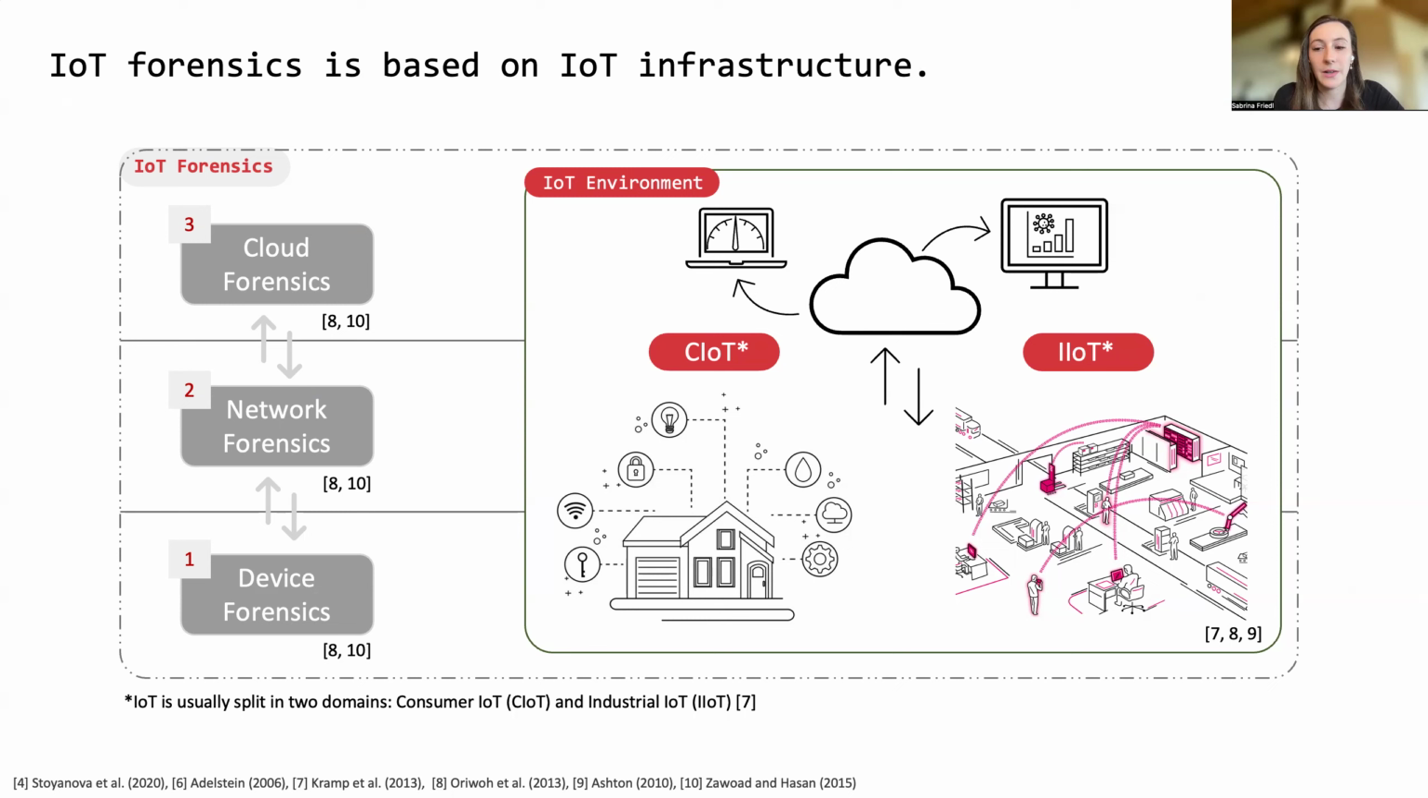As data on IoT devices can be volatile, additionally, the application of live forensics can be of advantage. As can be seen here, generally, an IoT environment can be divided into consumer IoT, representing, for example, smart homes, and industrial IoT, representing industrial use cases.